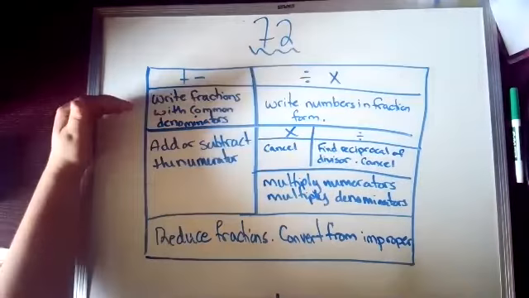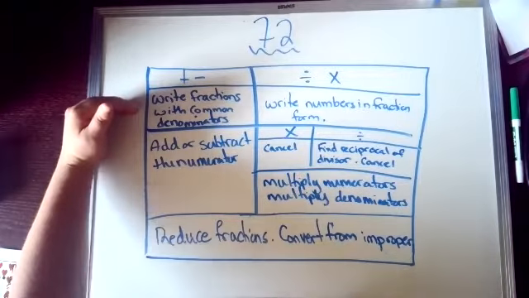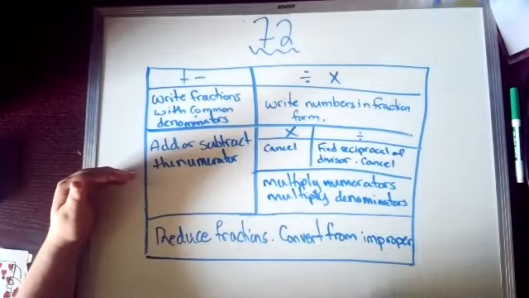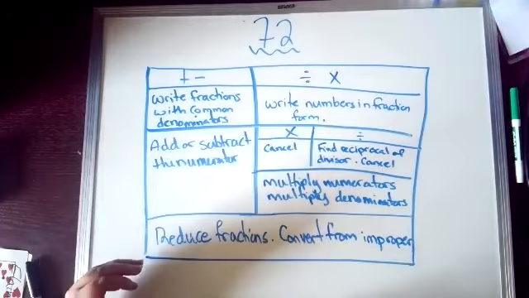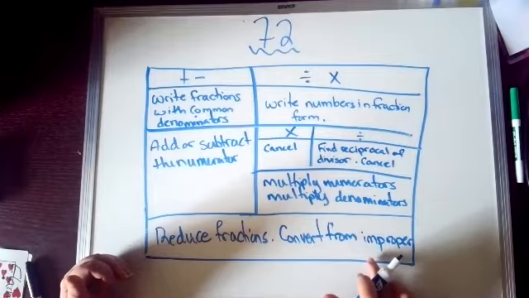So in this one, the first thing you have to do is write the fractions with common denominators. You need to make sure your fractions have common denominators for addition and subtraction. Then you add or subtract just the numerators, because of course the denominator just carries over as the bottom number. And then your final step is you reduce the fraction or convert it from an improper fraction.